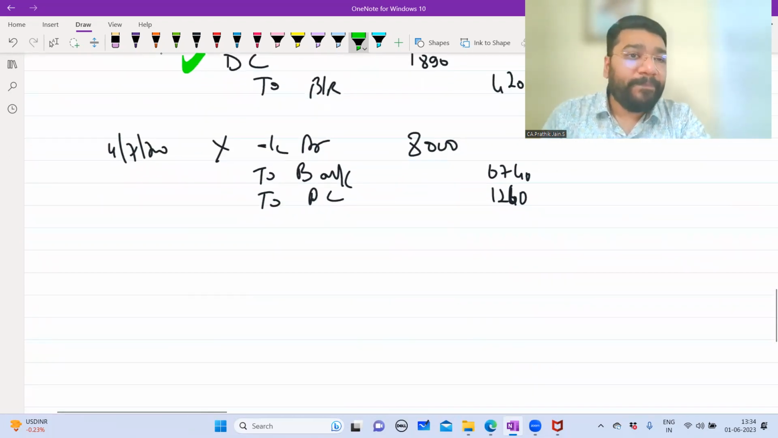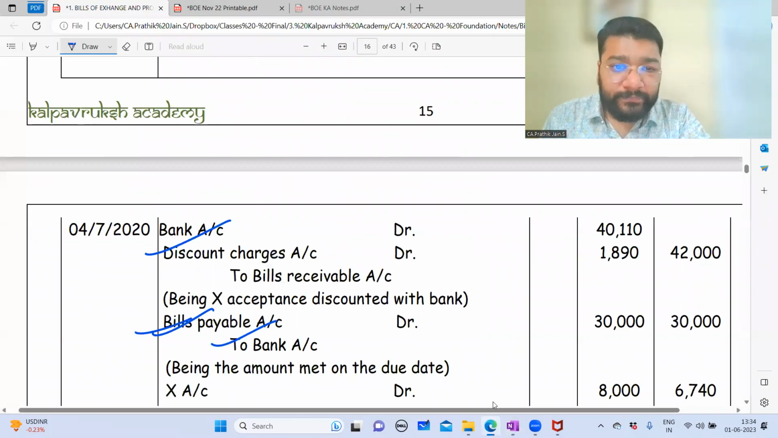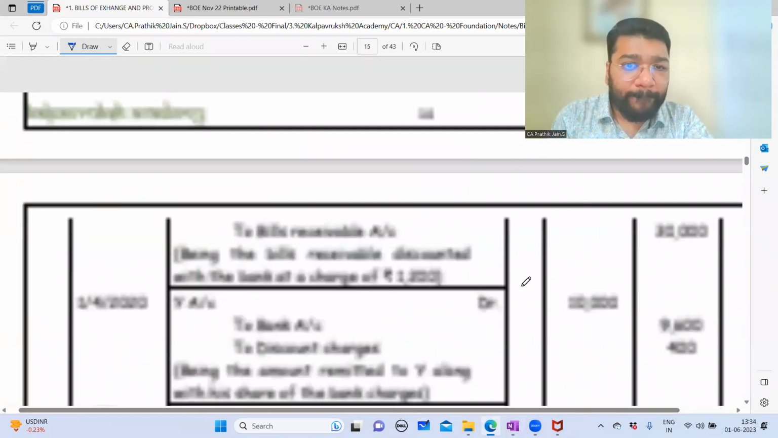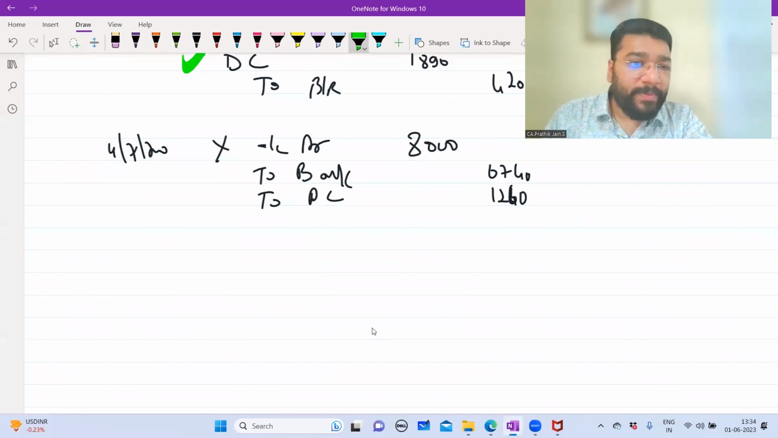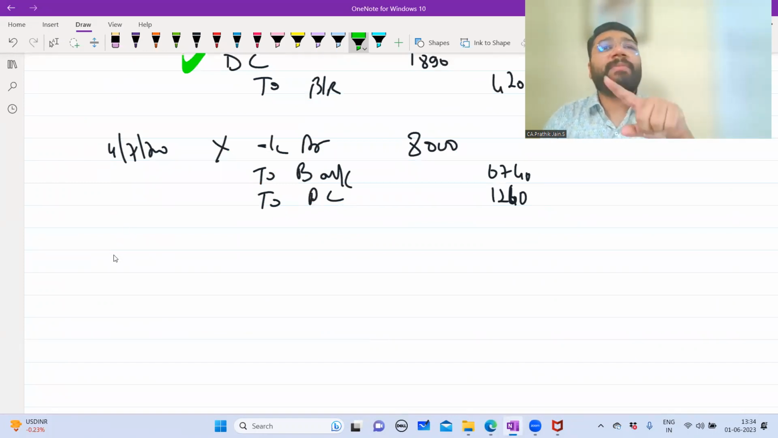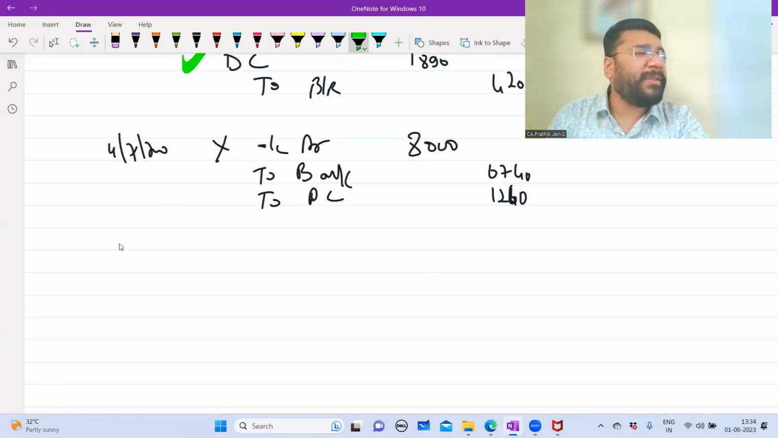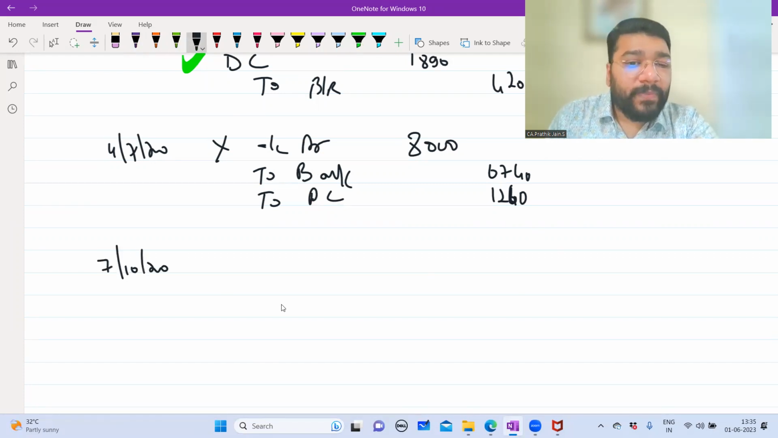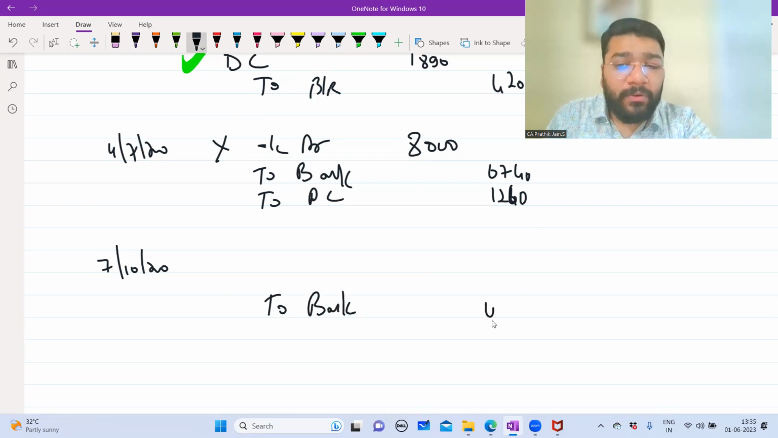What is the due date? Given calculation? They've given the time period of the second bill, 3 months. Okay. Which means 4 July plus 3 months means August, September, October. So 4th October plus 3 days is 7th October. So on 7th October 2020, guys, to bank, how much money are we paying to the bank?